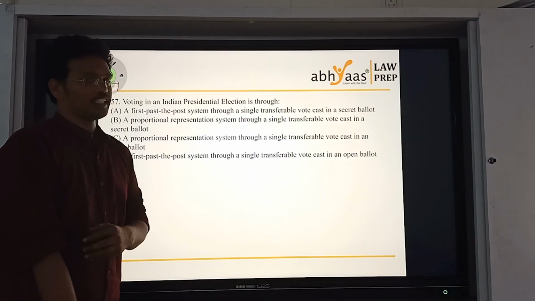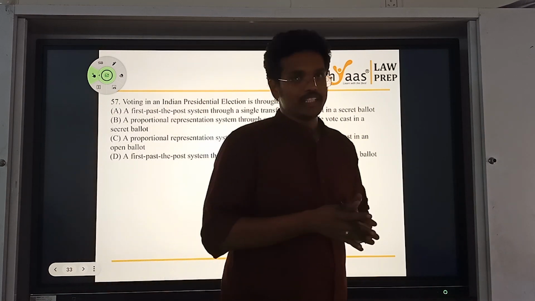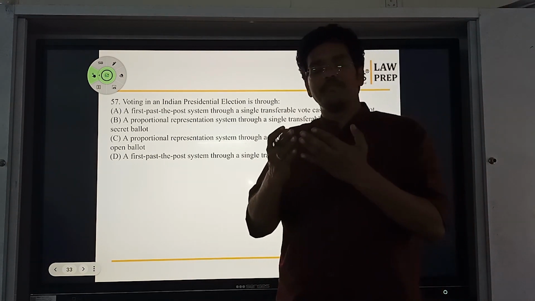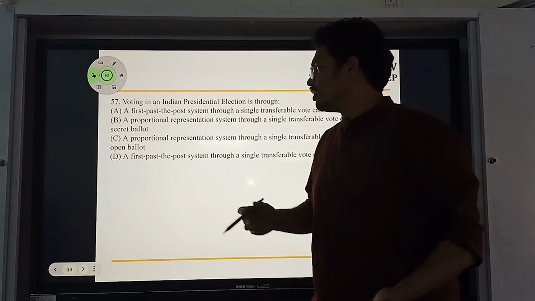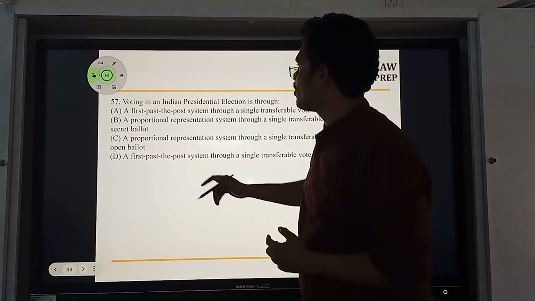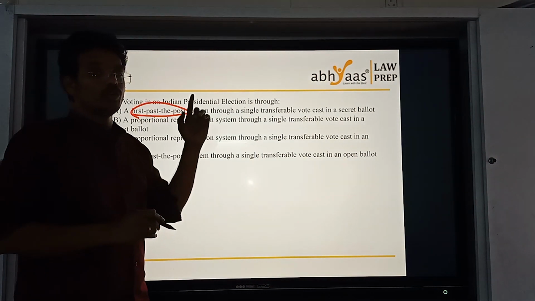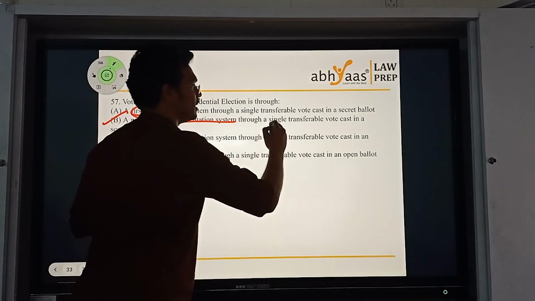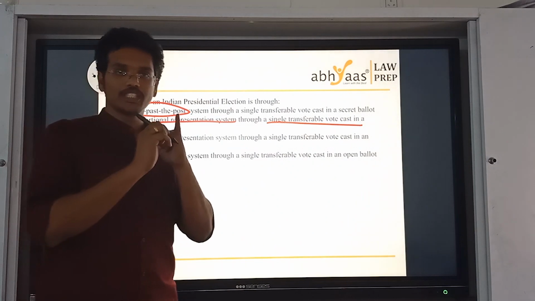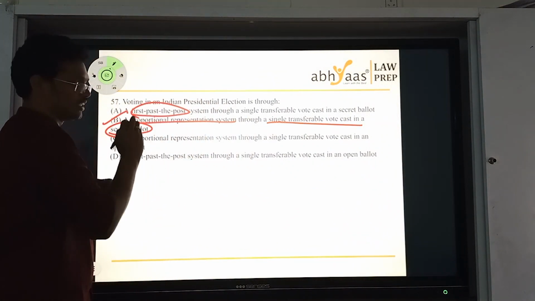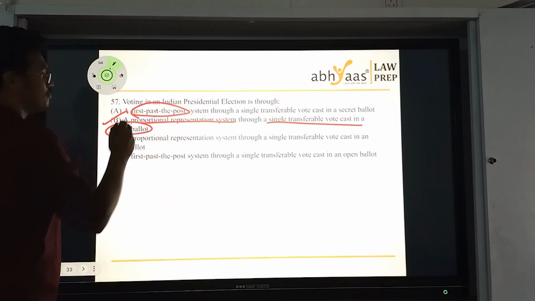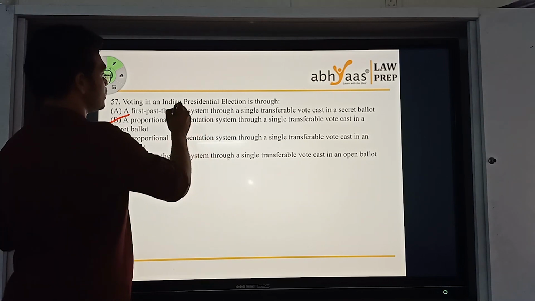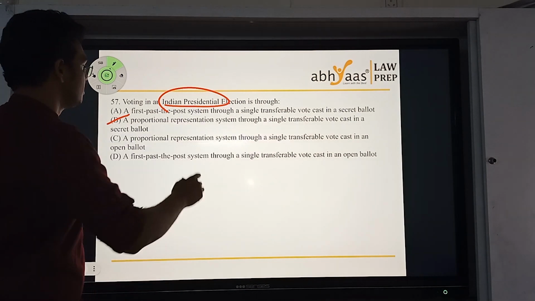Next, which statement about voting in the Indian presidential election is true? See, we elect our president indirectly. That means people will not vote directly for the president. Our representatives like MPs and MLAs will vote for the president. To elect MPs and MLAs, we follow the system called first past the post. But that is only for MPs and MLAs. To elect the president, we follow a system called proportional representation through single transferable vote cast in a secret ballot. So it is for the vice president as well as the president. We follow the system of proportional representation. But to elect MPs and MLAs, we follow the first past the post system. So the answer for this is proportional representation, because it is talking about the president election. If it were about MPs and MLAs, option A would be the answer.